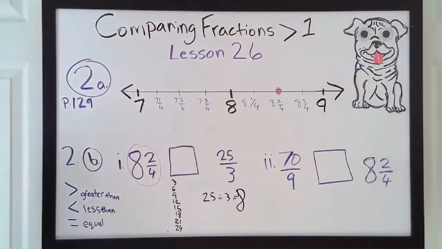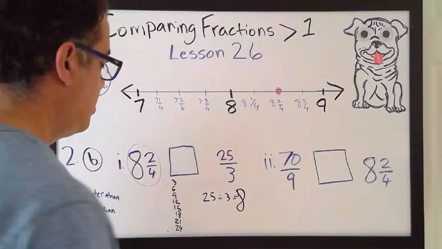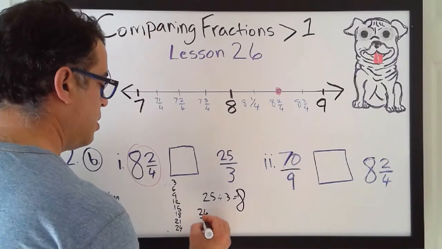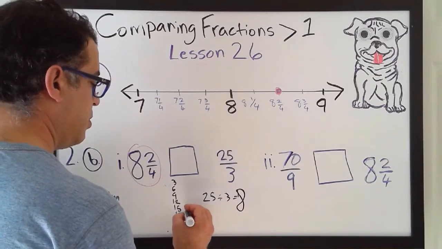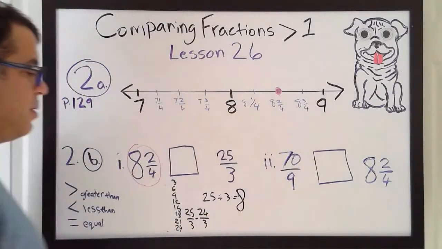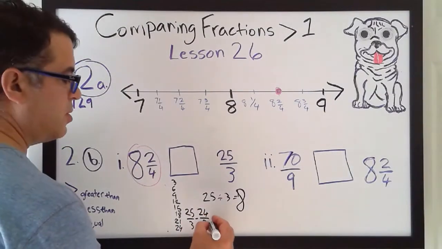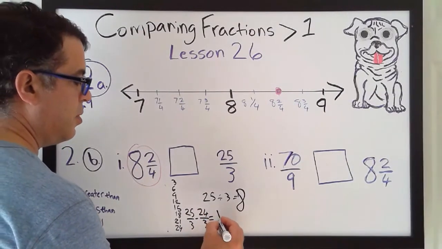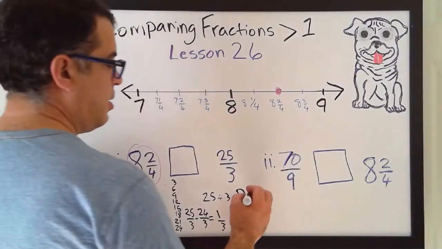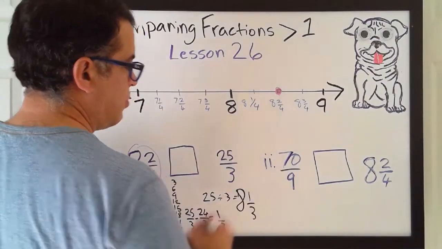Okay? How many thirds are left over? So that is 24/3. And we're coming from 25/3. What is that left over? 25/3 minus 24/3 is 1/3. Okay? So your remainder is 1/3. 8 1/3. What was the other way we did it?